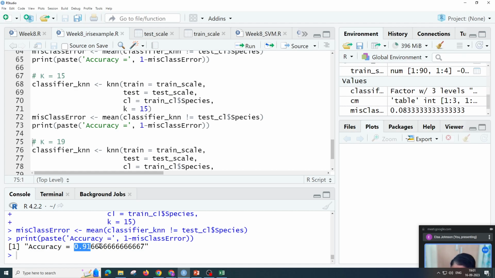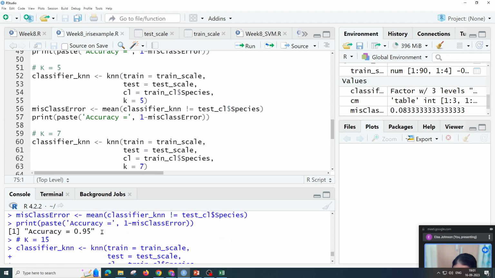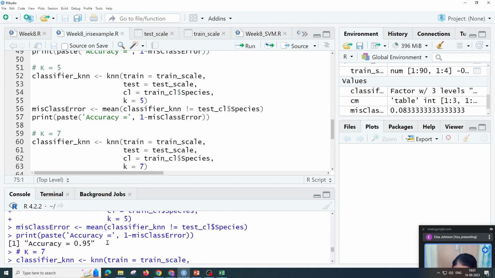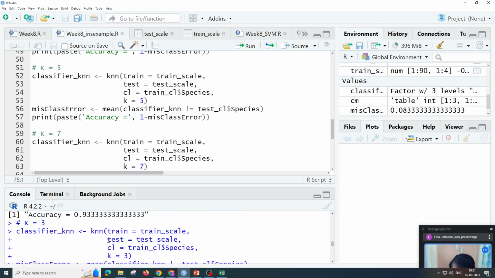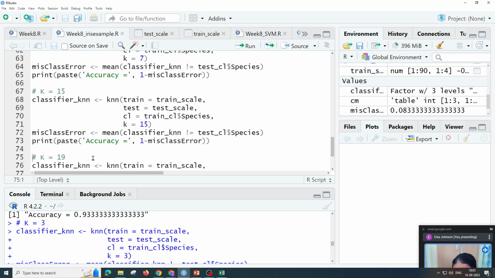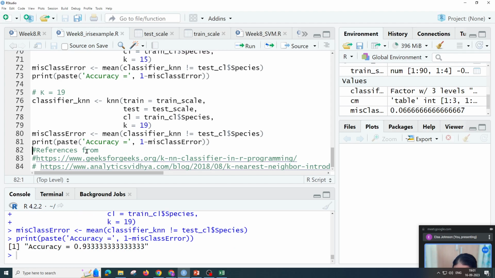91.67. Okay, so we had got 95% for k equal to 7, k equal to 5 as well as k equal to 3. So you can have a higher accuracy with k equal to 3 itself in this particular case. Now we'll see k equal to 19 also, and for 19 again it comes like 93.33.